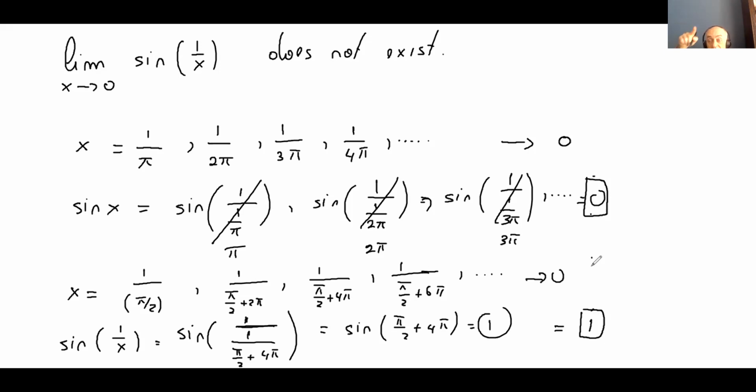So the limit values oscillate between 0 and 1. And actually one can prove that any value could be obtained as a limit value of some sequence of values of sine of 1 over x. So this is a very complex function. The limit doesn't exist.